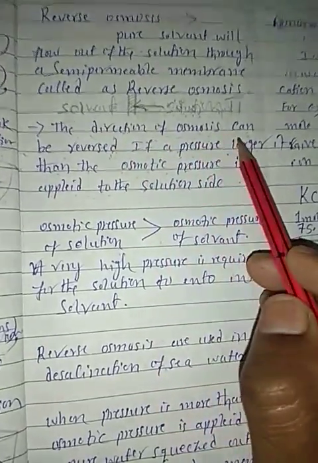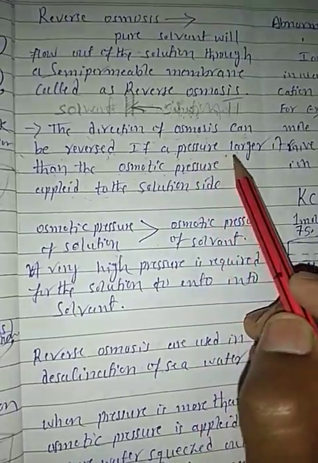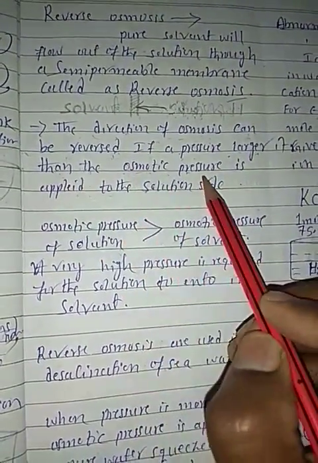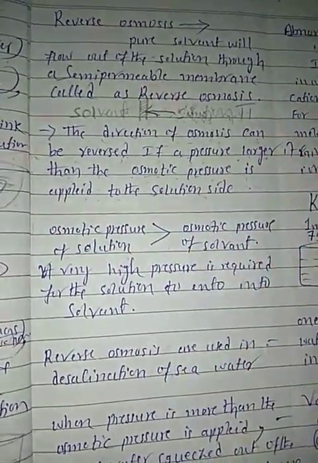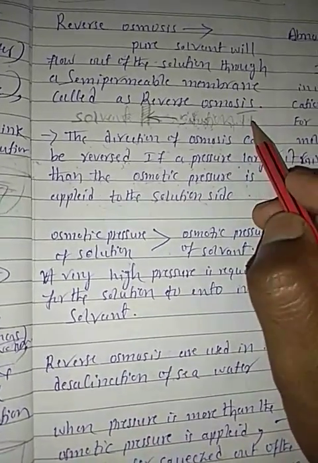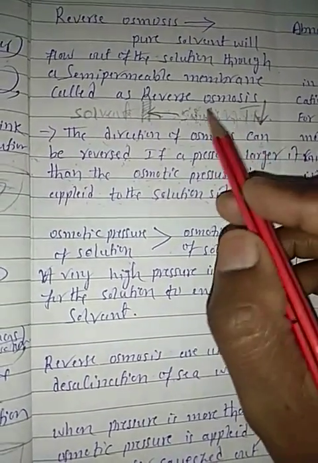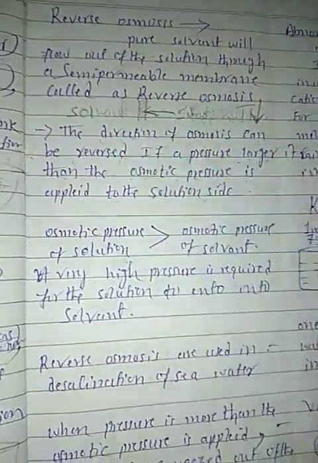The direction of osmosis can be reversed if pressure larger than the osmotic pressure is applied on the solution side. On the solution side we are applying a high, strong osmotic pressure. So that's why solvent particles from the solution enter into the pure component.